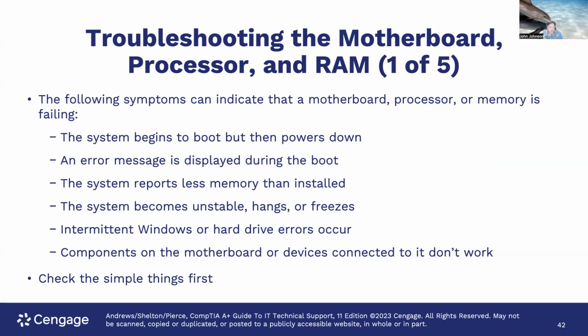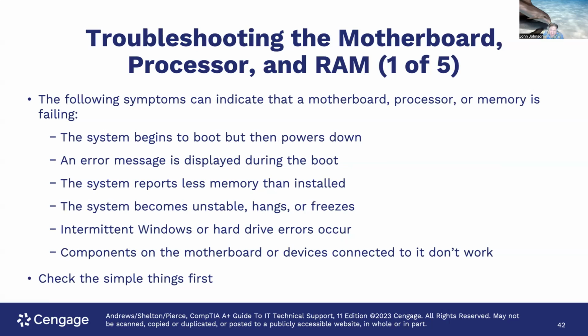So the following symptoms can indicate the motherboard, processor, or motherboard memory is failing. The system begins to boot, but then powers down. An error message is displayed during the boot. The system reports less memory than installed. The system becomes unstable, hangs, or freezes. Intermittent Windows or hard drive errors occur, or components on the motherboard or devices connected to it don't work.